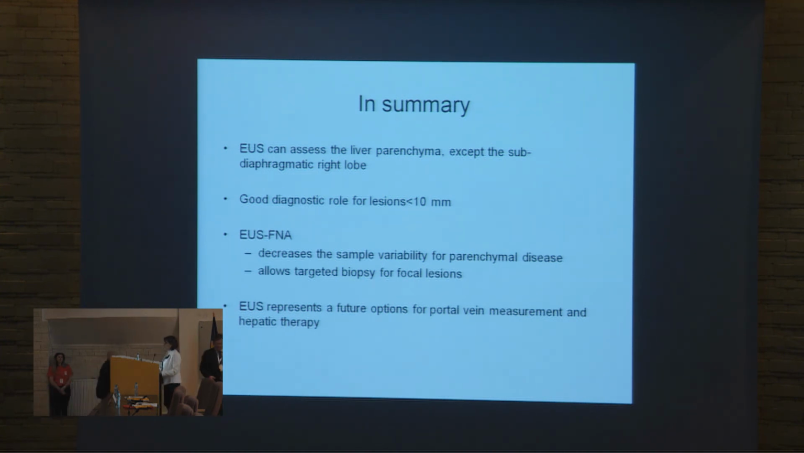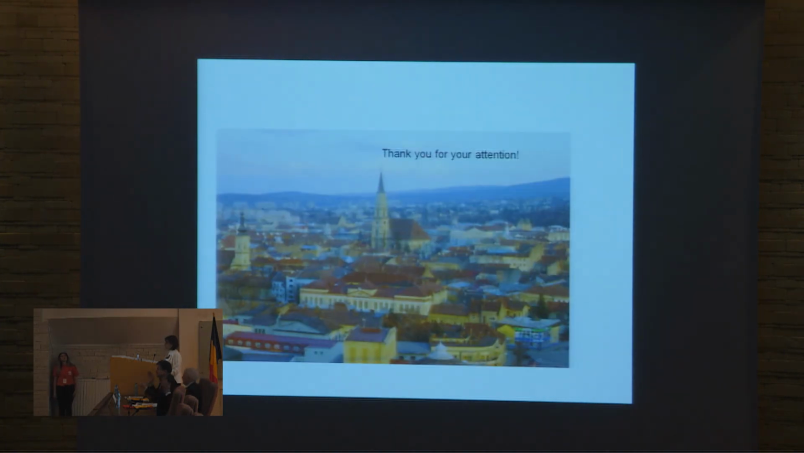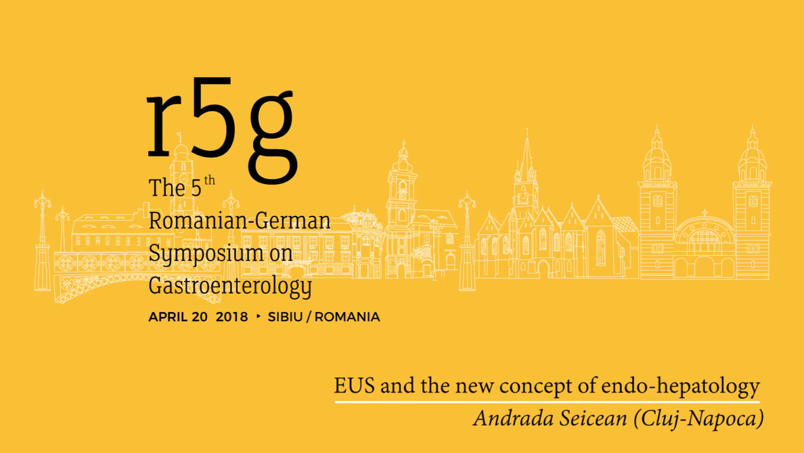So in summary, we can do liver assessment by EUS. It's good for small lesions. EUS can be done for diffuse diseases, but especially for focal lesions. And it's an opportunity, and we hope to develop it in the future, for portal vein pathology. Thank you very much for your attention.